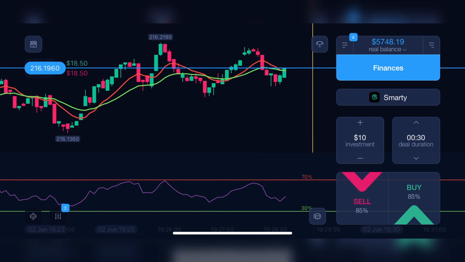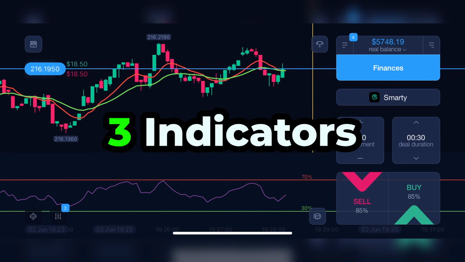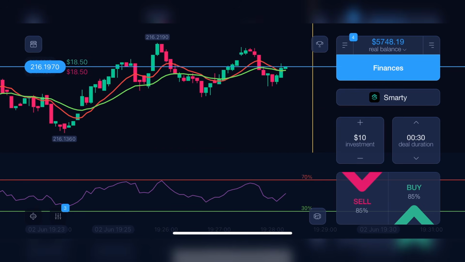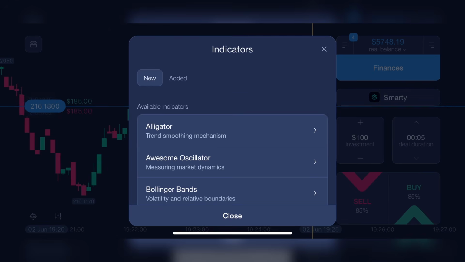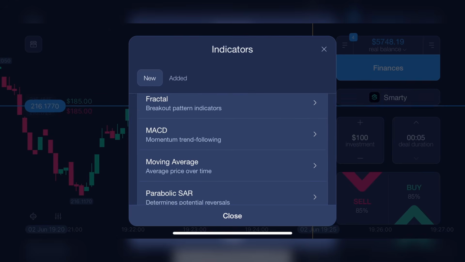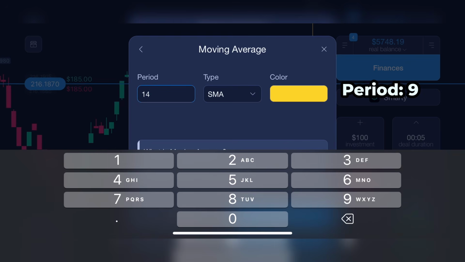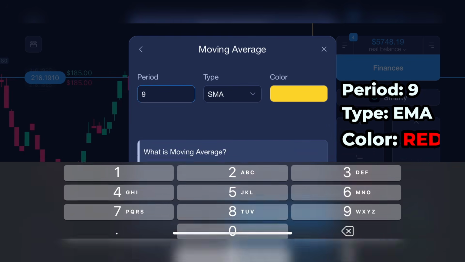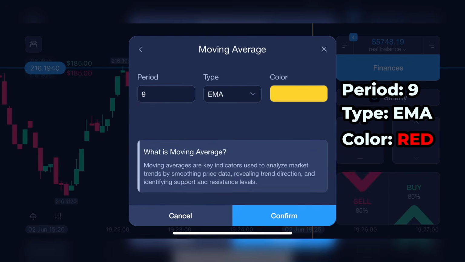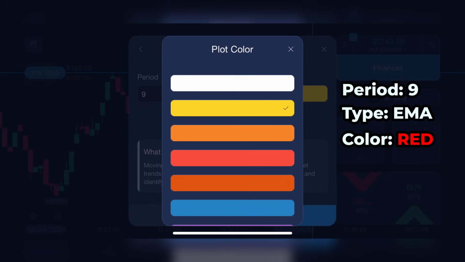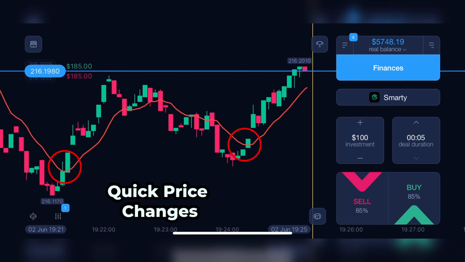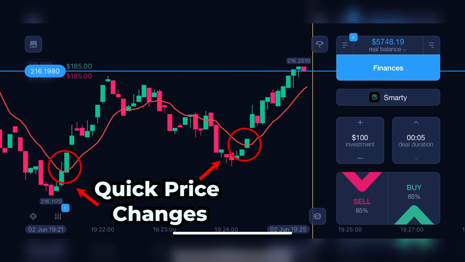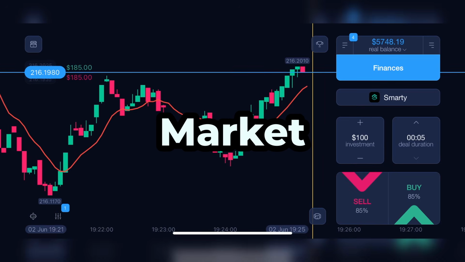To use this strategy, first we need to add 3 indicators. First, go to your indicators menu in the Expert Option platform and select the moving average indicator. Set the period to 9 and type to EMA. Also, change the color to red and add the indicator to the market. This moving average will quickly respond to price changes and show us the short-term momentum of the market.